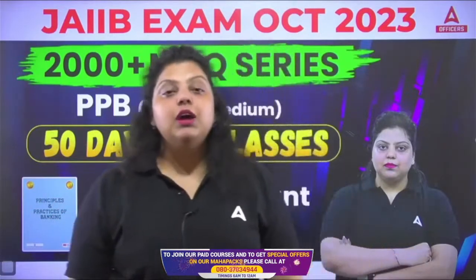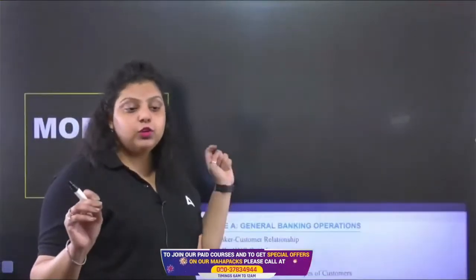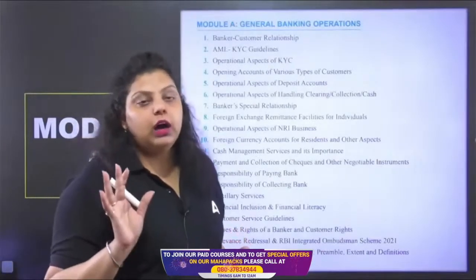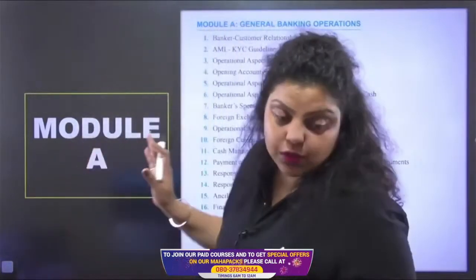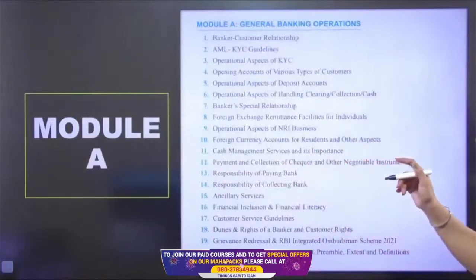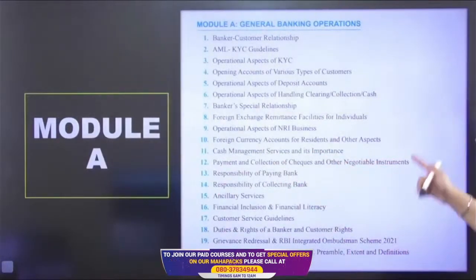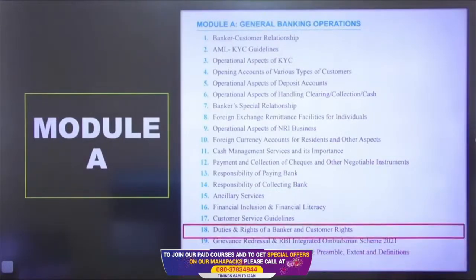As we know, there are 55 units in your PPB syllabus. There are 4 modules. Every subject of your JAIIB has 4 modules, in which PPB also has 4 modules. In the PPB, there are a total of 55 units. Out of 55 units, 21 units are in Module A. And today we are going to discuss the 18th unit, that is the duties and rights of a banker and a customer.